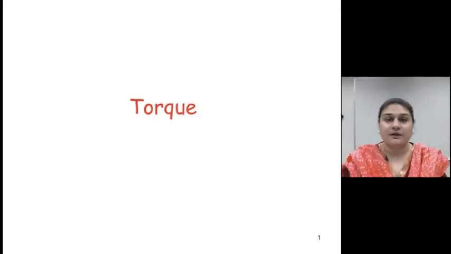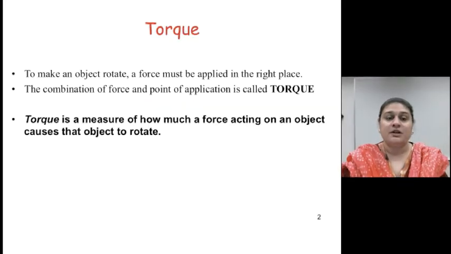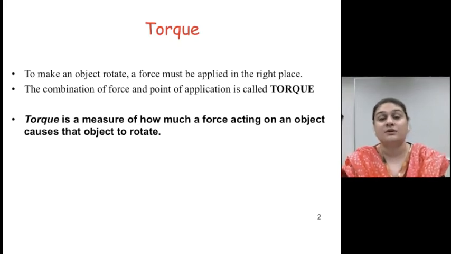So now let's talk about torque. To make an object rotate, so we've been talking about rotational objects, now we have to figure out what is causing the object to rotate. To make an object rotate, a force must be applied in the right place. A combination of force and a point of application is called torque. So basically, torque is a measure of how much force acting on an object causes that object to accelerate.